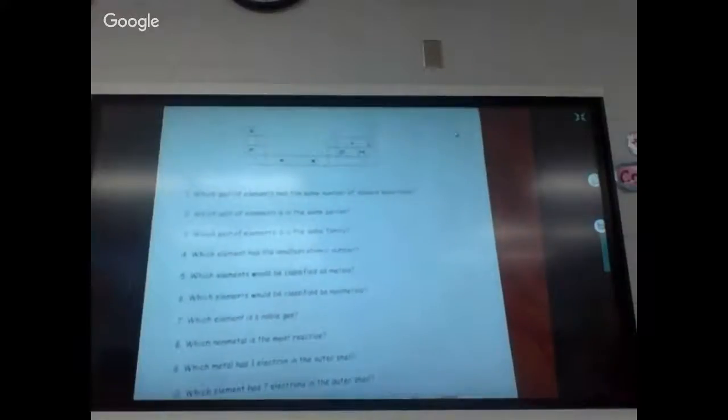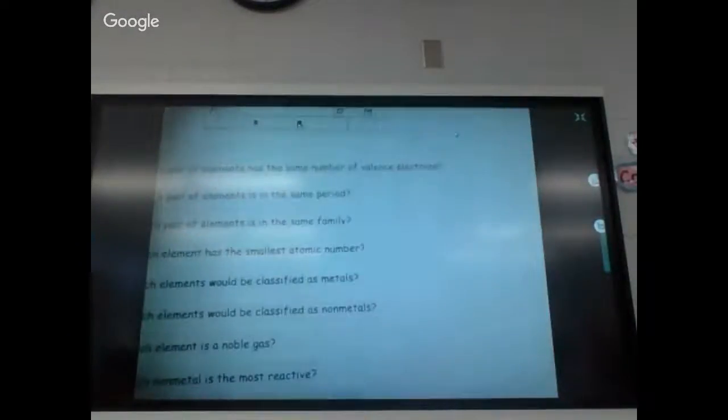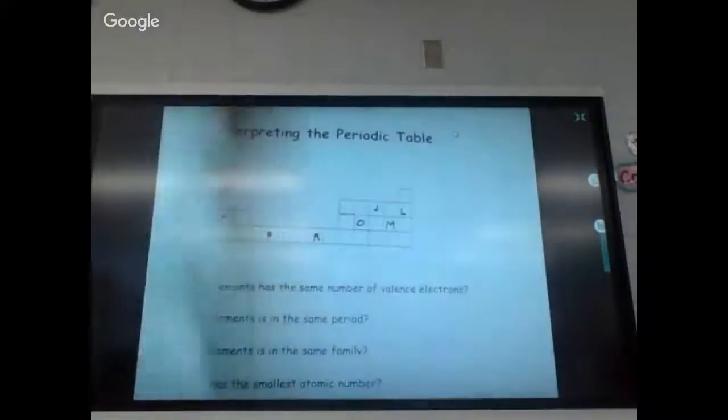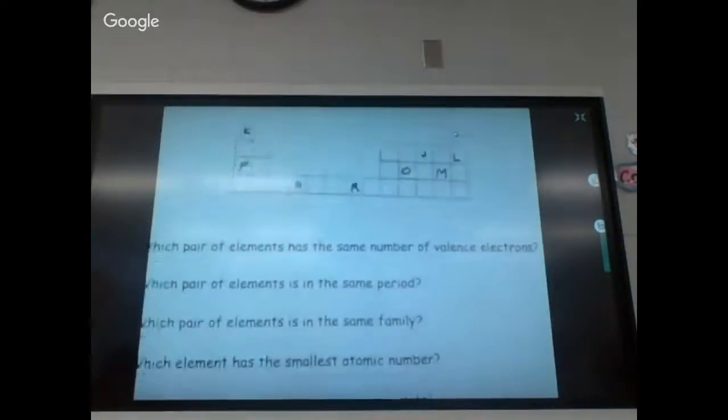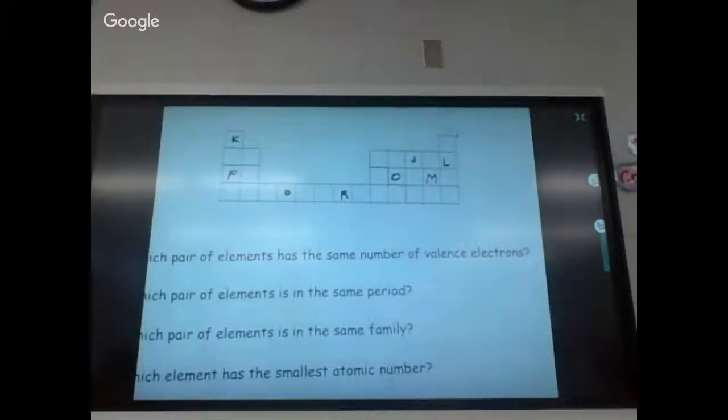Okay. Now, let's go to the other one that I handed you. All right, so if we look at this, we have a periodic table, and let me make it bigger here. It's just sort of a fake. It's not real, and I've got fake elements there. Those don't represent any real elements, okay?